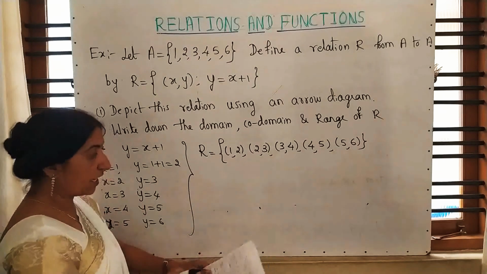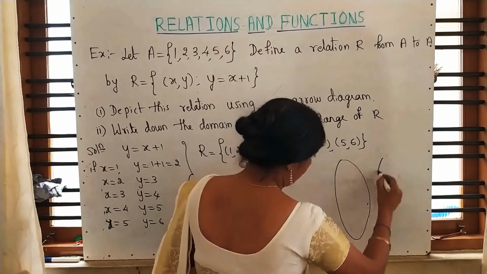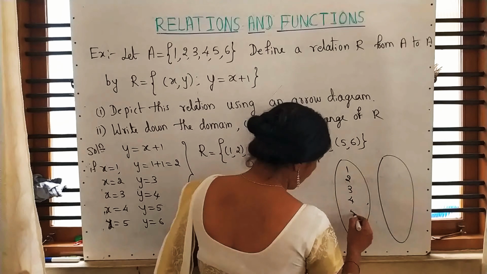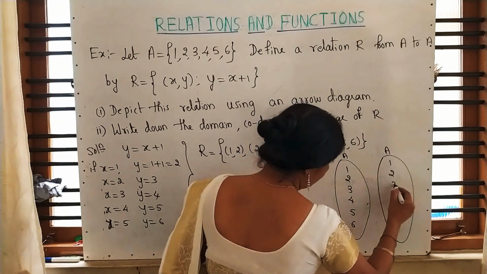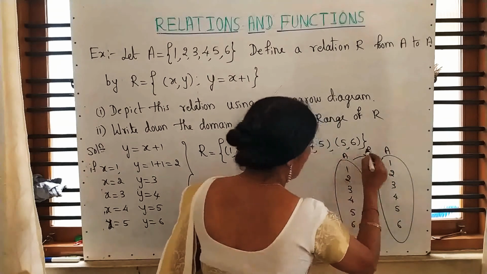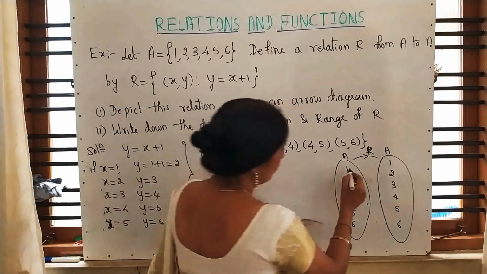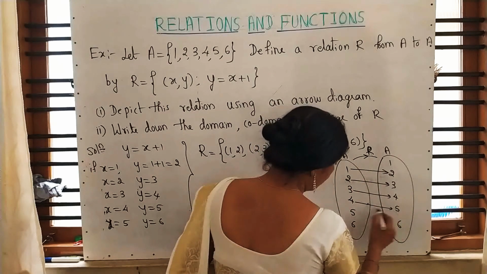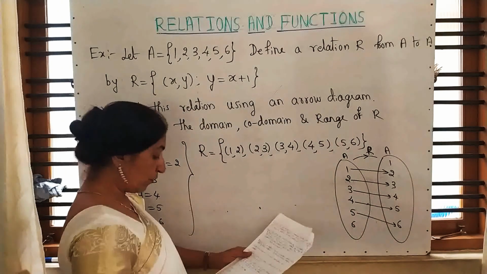After writing this, we have to mark this in the arrow diagram. So here 1, 2, 3, 4, 5, 6. This is set A, and this is also set A. This is the relation R from A to A. See, x is 1, y is 2. 1 is related with 2, 2 is related with 3, like this. Understood? So this is how we write with the help of arrow marks.